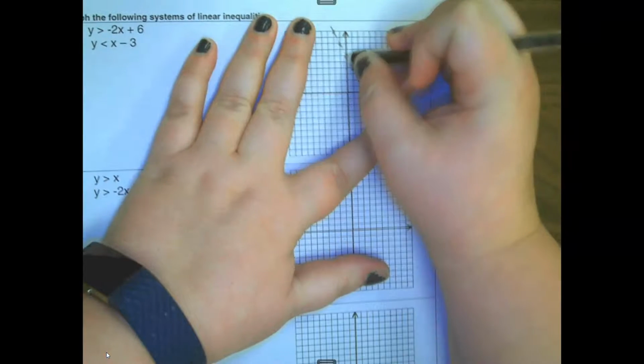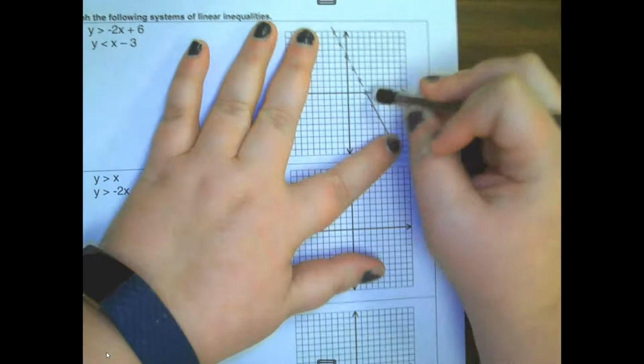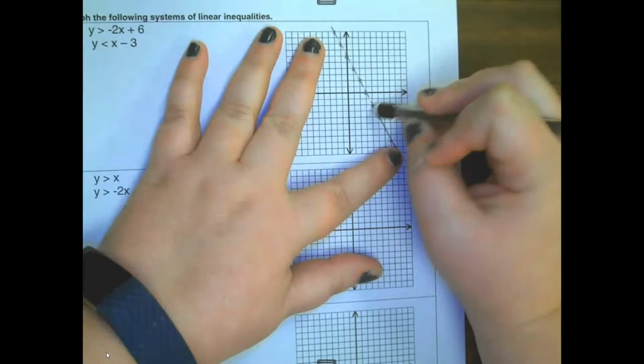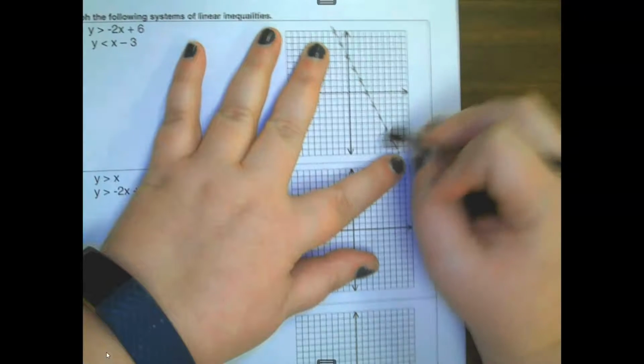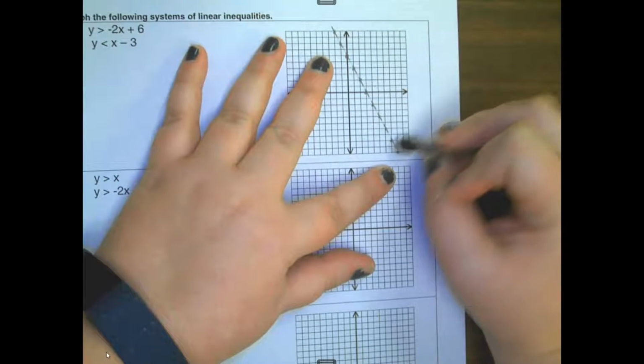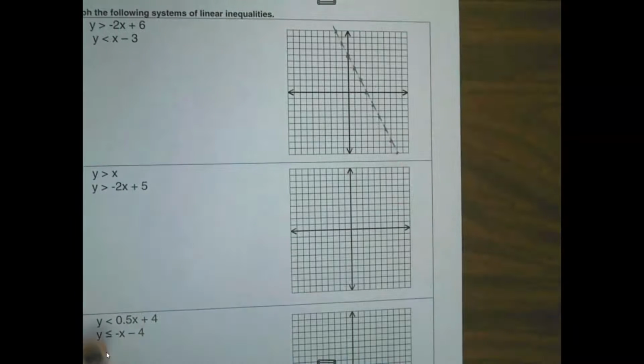So you used to draw straight lines. Sorry, guys. So you're going to do a dotted line there. Be sure I can tell if it's dotted or solid. I don't want to have to guess. There's my dotted line, and it says that y is going to be greater than.